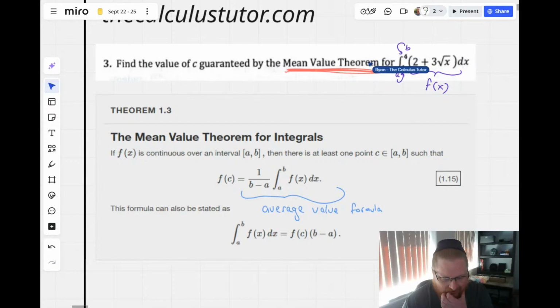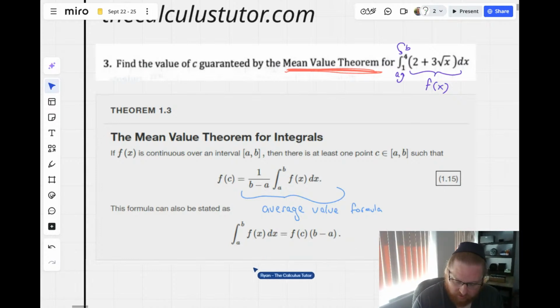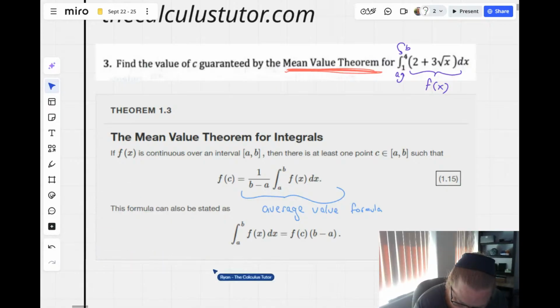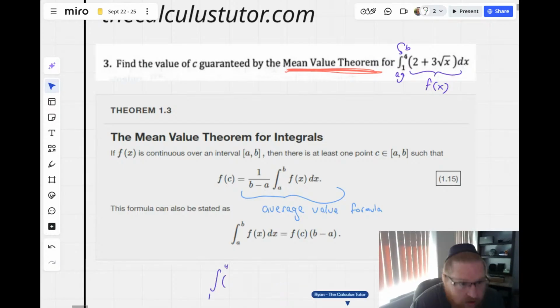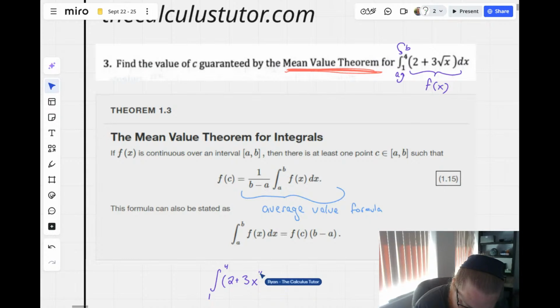Right, a and b. And so we know, the way they presented this integral actually gives us a nice place to start. Let's take that integral from 1 to 4 of 2 plus 3 root x. And instead of root x, I'm going to write it as x to the 1/2 power.